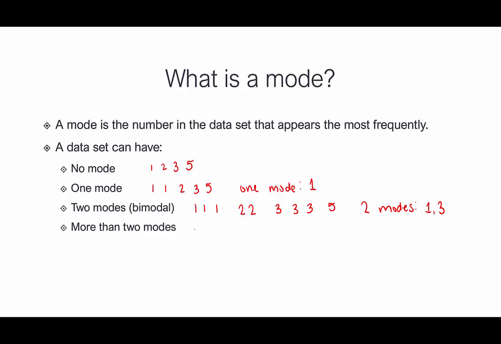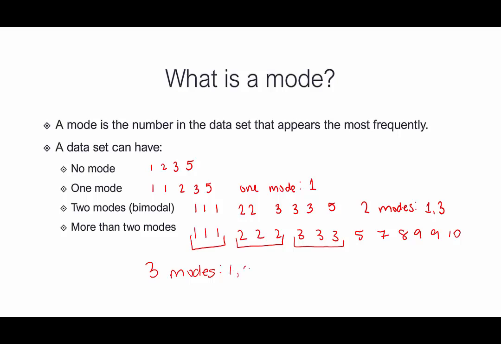So if we have more than two modes, we might have 1, 1, 1, 2, 2, 2, 3, 3, 3, 5, 7, 8, 9, 9, and 10. In this case, this data set would have 3 modes, right? Because 1 appears 3 times, 2 appears 3 times, and 3 appears 3 times. 5, 7, 8, and 10 each appear once, and 9 appears twice. So the numbers that appear more frequently than all the rest are 1, 2, and 3. So this one has 3 modes, and the 3 modes are 1, 2, and 3.